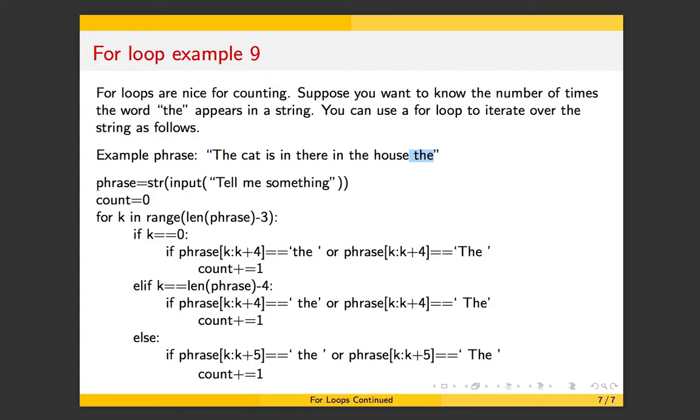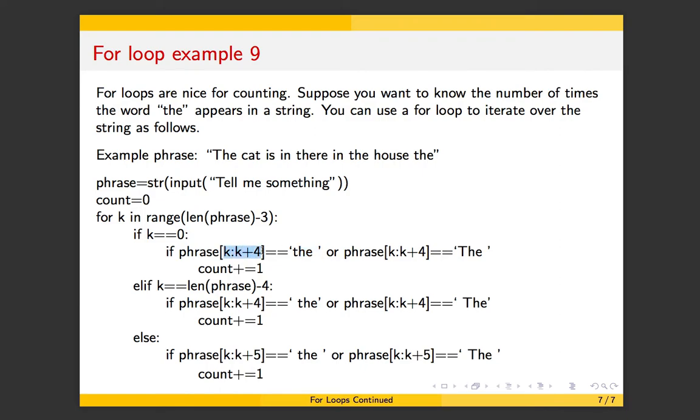So the way this works is you grab the phrase from the user, and you set up a count variable that will just count the number of T-H-Es you see. Now I'm going to create a variable k that's going to walk through the string, and I'm going to record what I'm seeing as I'm walking. When k is 0, I'm at the beginning of the string. Notice it says here, if phrase[k:k+4] equals "the " or "The ", then I'm going to up the count because I found a T-H-E space.